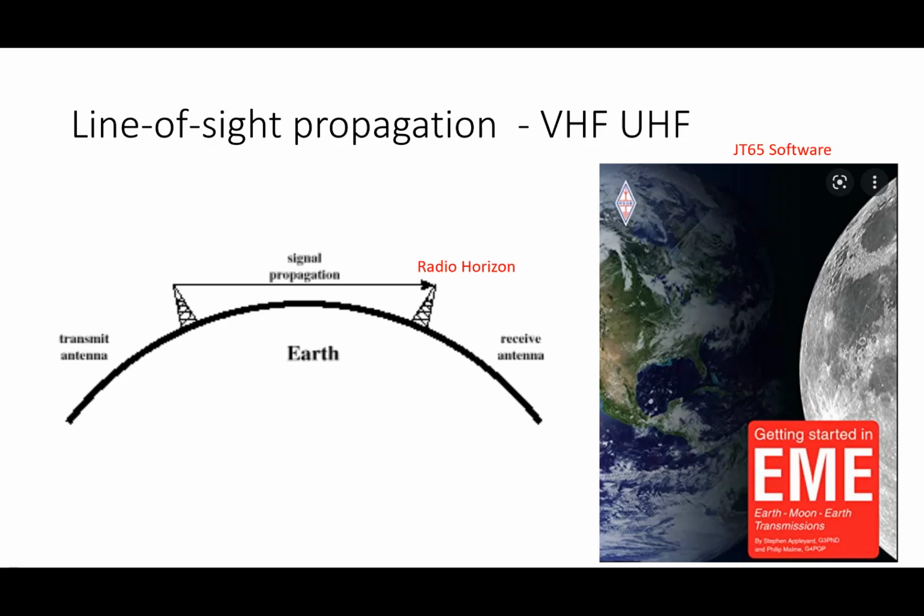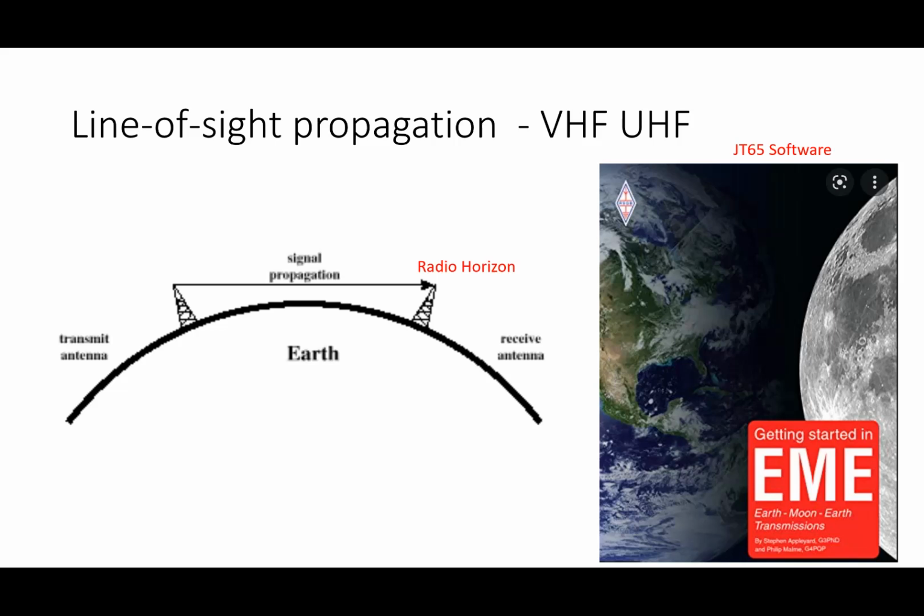The simplest form of communication is just line of sight propagation, which means that the receiver can see the transmitter, and so nothing exotic happens. At least that's what I used to think, but this is very typical of VHF. So, 144 megahertz for 30 megahertz and higher.